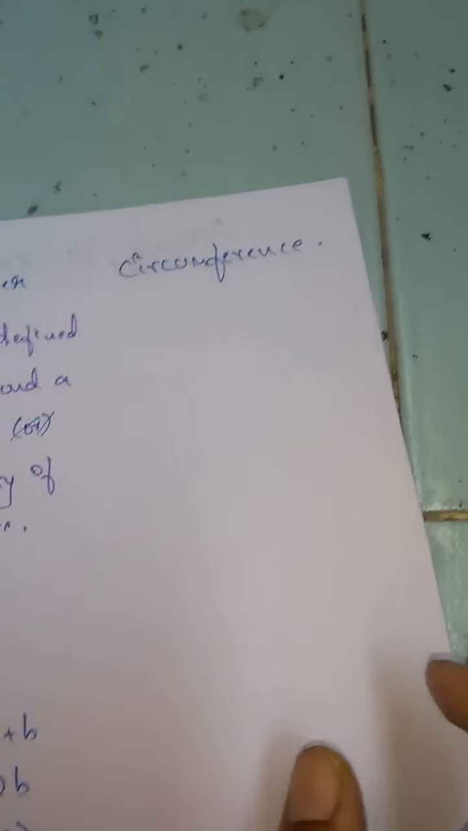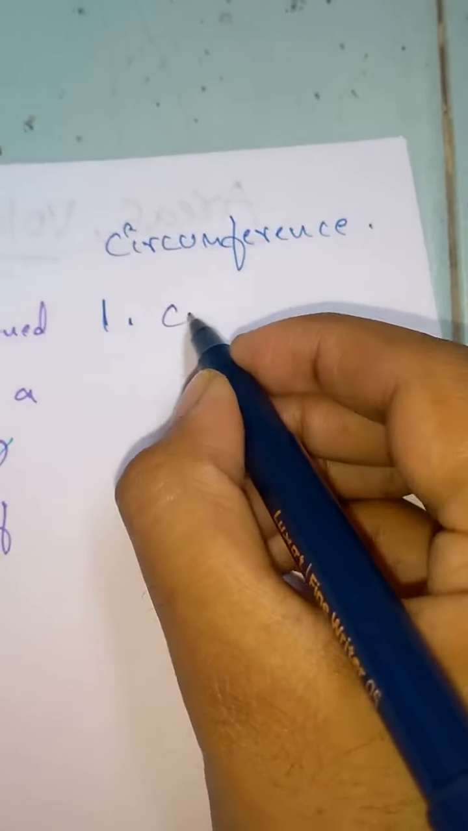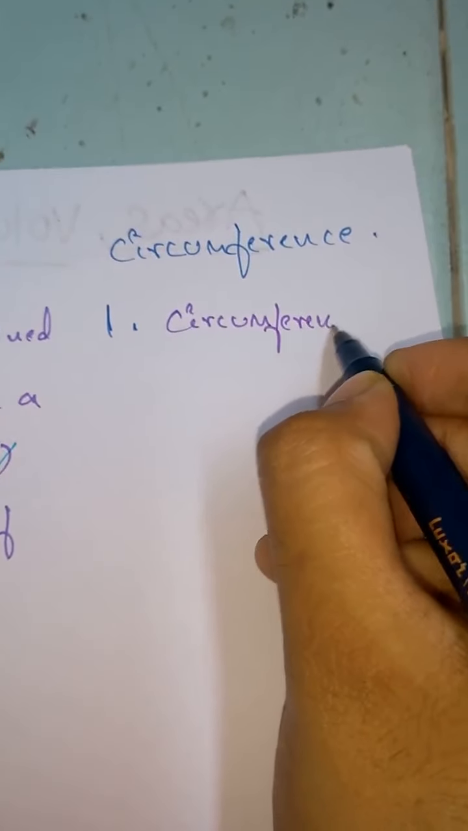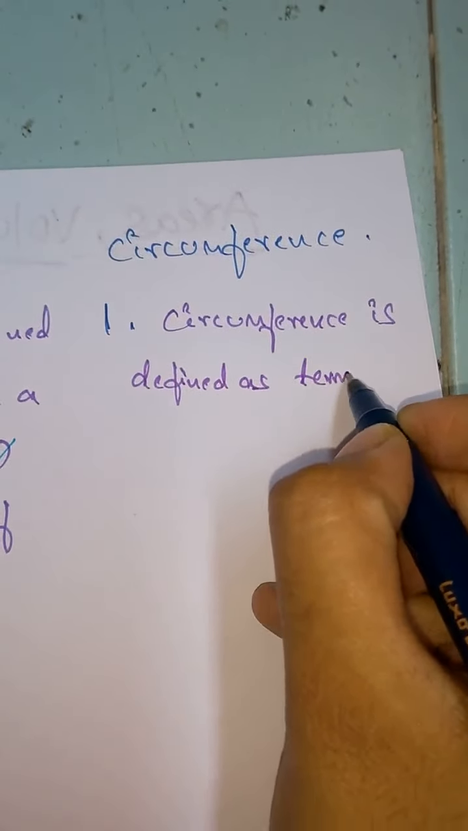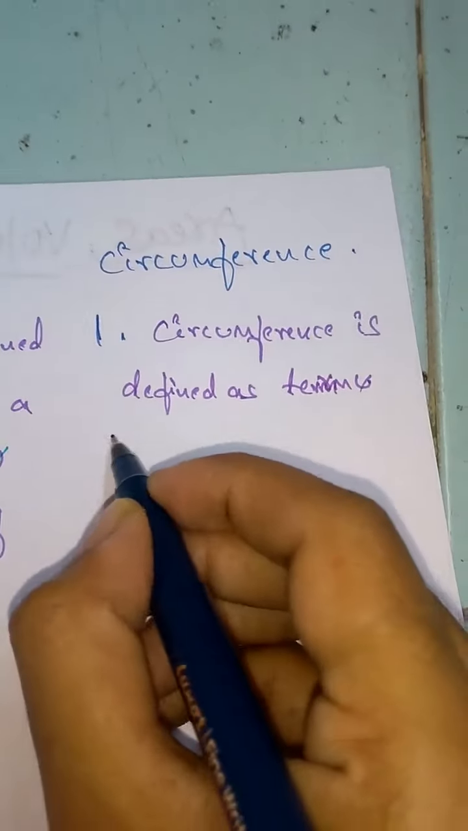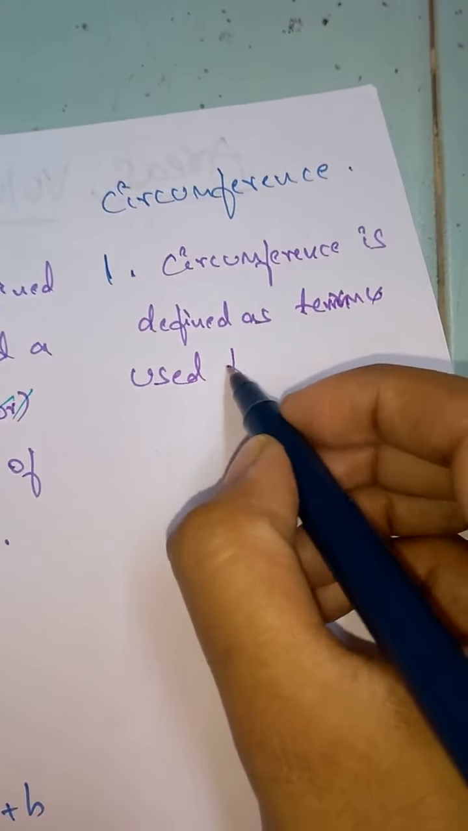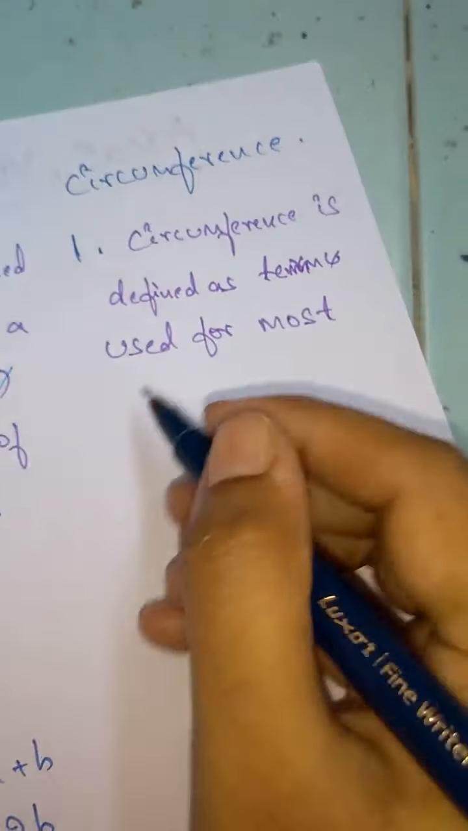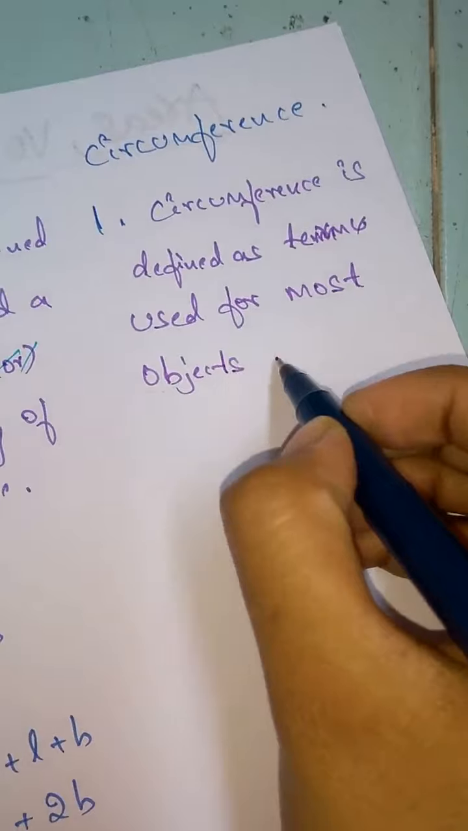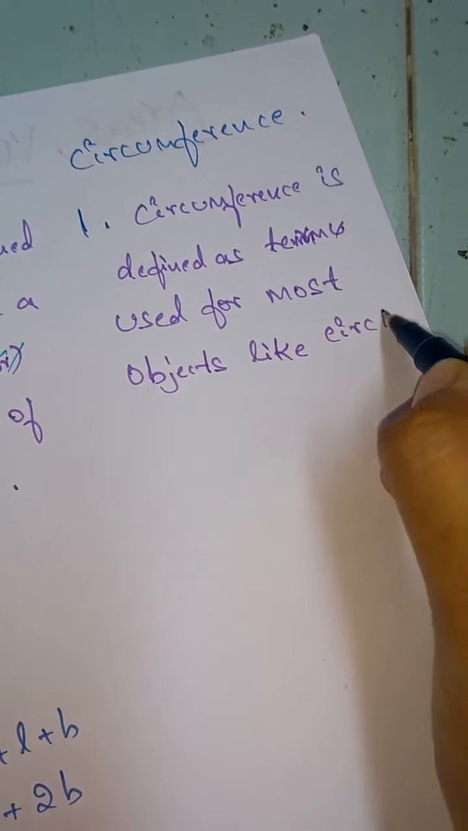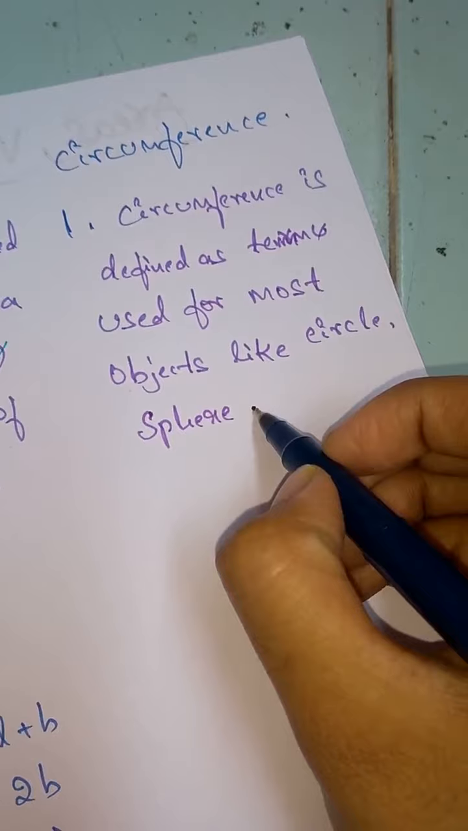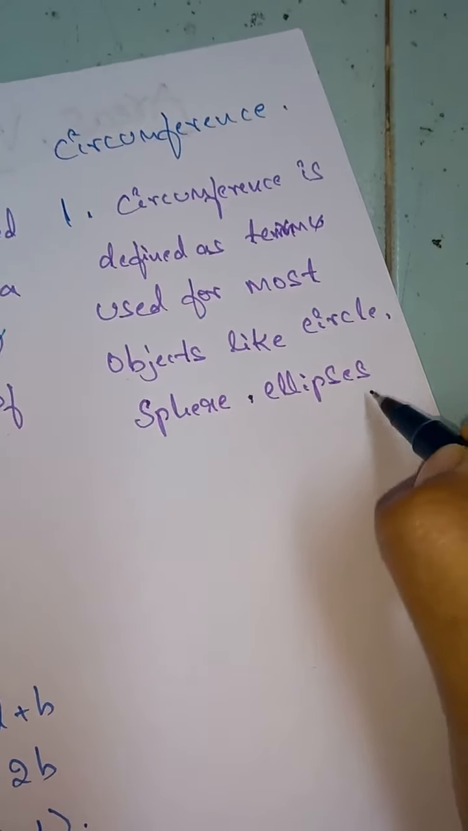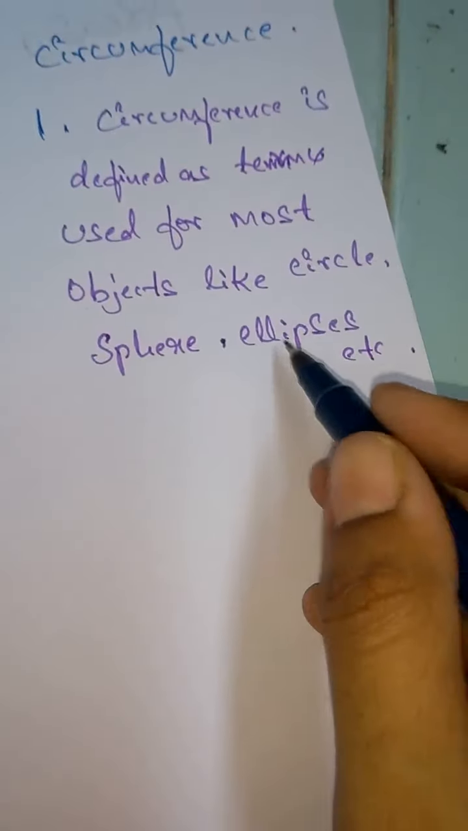The quadrilateral. As we come to the term circumference, circumference is defined as a term used for most objects like a circle or sphere or ellipse, etc., which are round shaped objects.